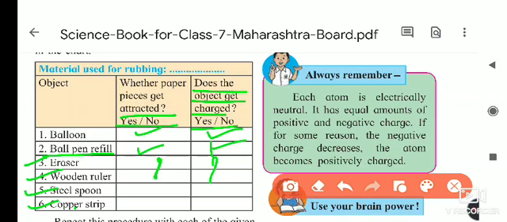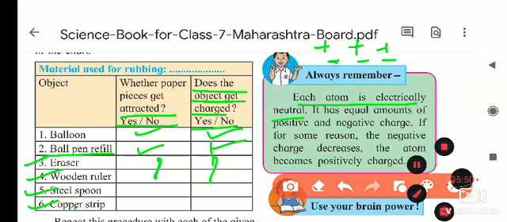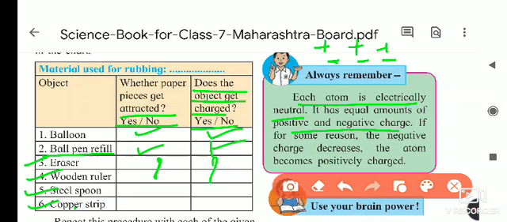Here it is given: always remember, each atom is electrically neutral. Why? Because the number of positive charges on it is the same as the number of negative charges, and that's why the atom is electrically neutral. It has equal amounts of positive and negative charges.